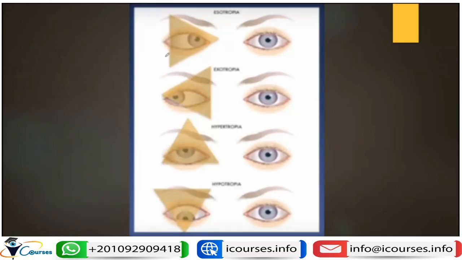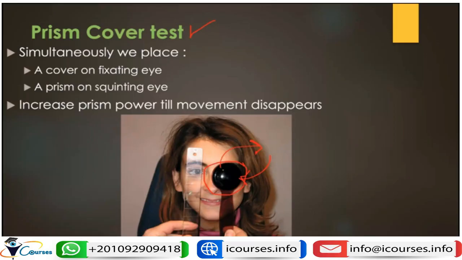As a rule, the prism is always placed with the base against the deviation. You can consider the apex of the prism like an arrow, which always points toward the deviation. But in practice, or in the exam, we always name the prism by its base. In esotropia, we use a base out prism. In exotropia, we use a base in prism. In hypertropia, we use a base down, and in hypotropia, we use a base up. So we now know the technique, and we know how to orient the prism.